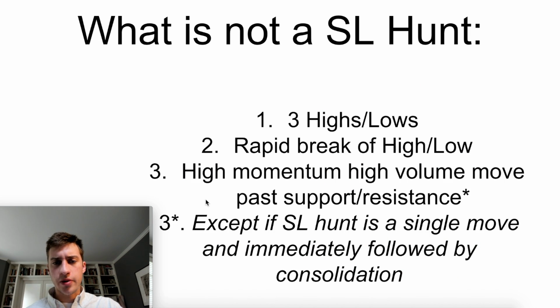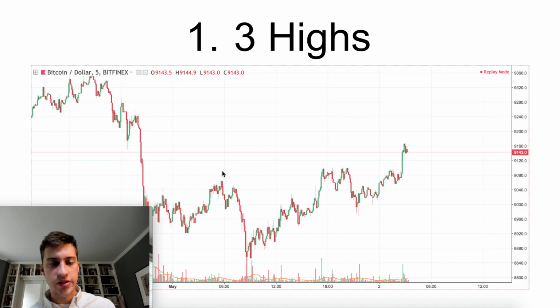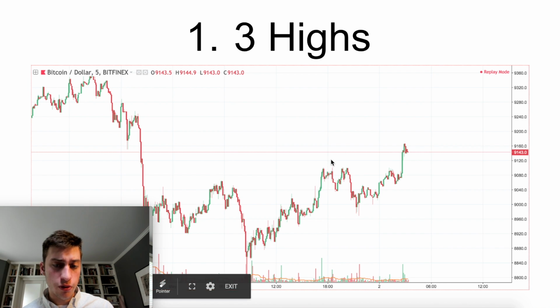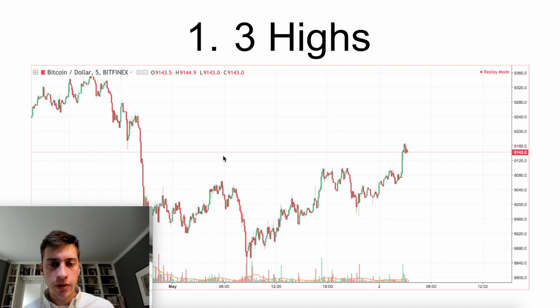So what we're going to talk about here is what exactly is not a stop loss hunt. The first formation that really isn't a stop loss hunt is 3 highs being created or 3 lows being created. So what I mean by this is we have the first high here, second, the third high. What's occurring here is that we see this higher high being made, and this could be a type of 3-point reversal or maybe a 4-point continuation of this downtrend, and the market goes down.